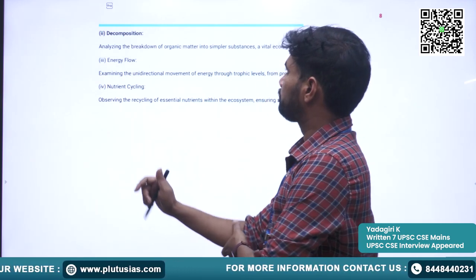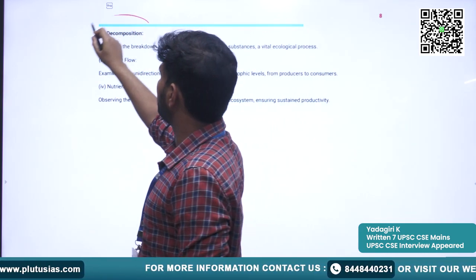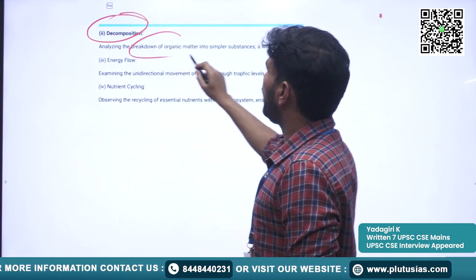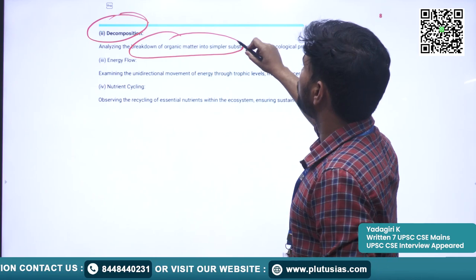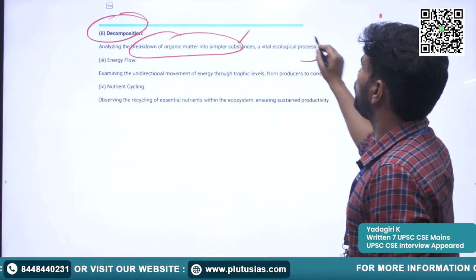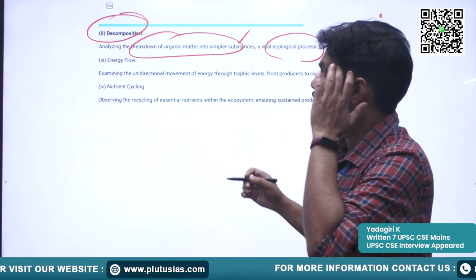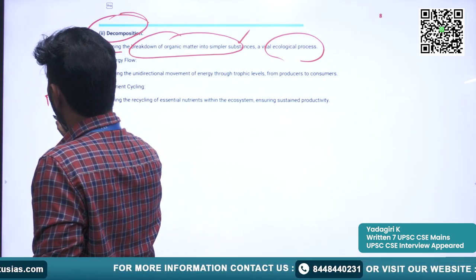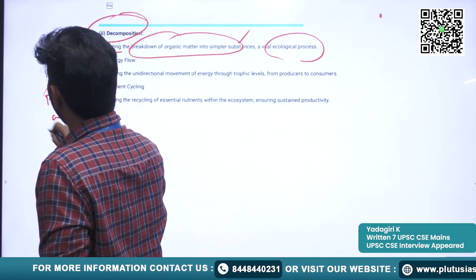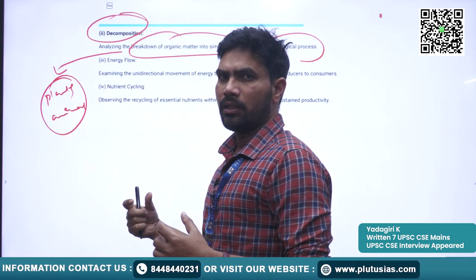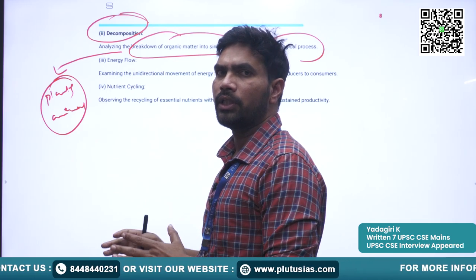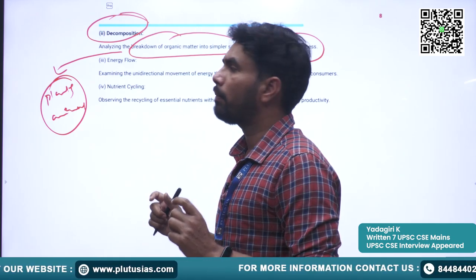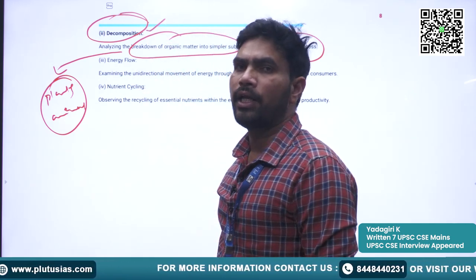flow of energy. Next important aspect is decomposition. Decomposition is the breakdown of organic matter into simpler substances. It is also vital for ecological processes. So basically dead material will be there, like plants will die, animals will die. Once they die, the bodies of these, whether plants or animals, have to be decomposed. They have to be divided into smaller parts. So that is explained by decomposition.